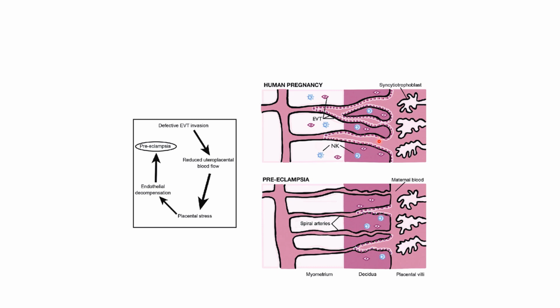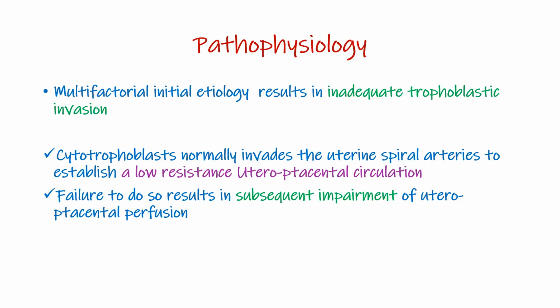If you know our normal physics, if we have a large lumen, then we are going to have low resistance. However, in preeclampsia, we have inadequate trophoblastic invasion, as you can see here. Therefore, we will have a high resistance uteroplacental circulation, therefore causing preeclampsia.